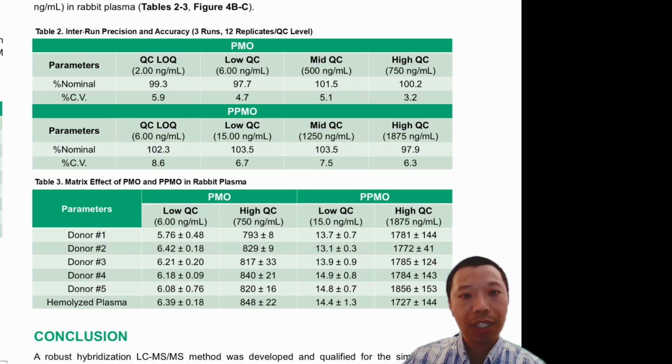In addition, as shown in Table 3, evaluation across multiple matrix lots, including individual donors and hemolyzed plasma, showed consistent results. No significant matrix effect was observed, as measured concentrations across different matrix lots remained within acceptance criteria. Overall, these results support the reliability of the method for quantitative bioanalysis in complex biological matrices. Based on this, we can now move to the overall conclusion of this work.